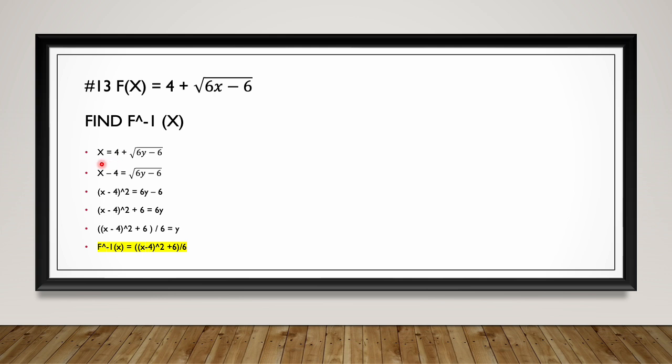When we swap our x and y, we get x equals 4 plus the square root of 6y minus 6. Then we subtract the 4 over, which gives us x minus 4 equals the square root of 6y minus 6. Then we square both sides to get rid of the square root, so we have x minus 4 squared equals 6y minus 6. We add the 6 over, then we divide both sides by 6, and we end up with the inverse of f of x equals x minus 4 squared plus 6 divided by 6.